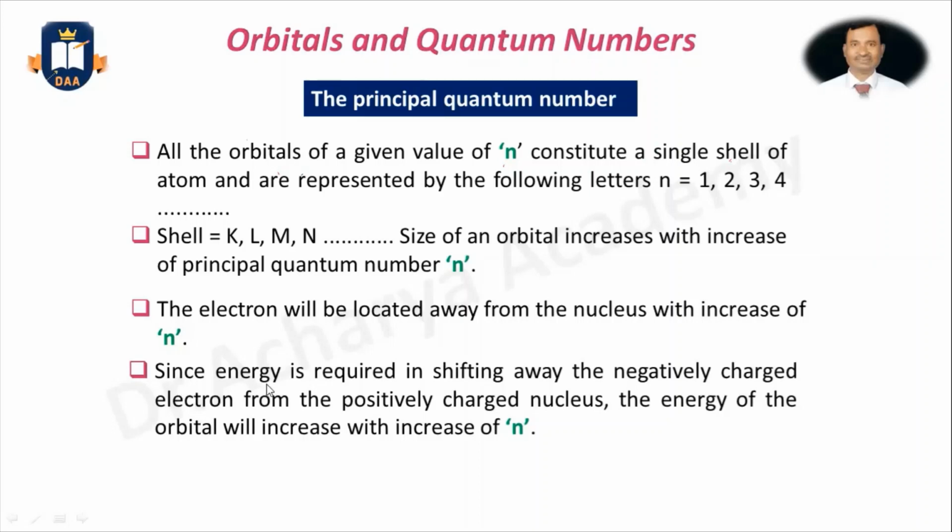That means since energy is required in shifting away the negatively charged electron from the positively charged nucleus, the energy of the orbital will increase with increase of the principal quantum number n.